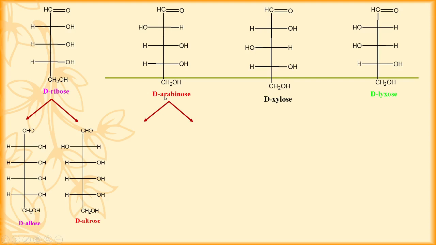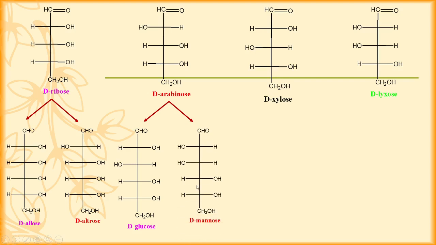Again, same for the D-arabinose. Here are the 5 carbon atoms. So for conversion to the hexose, we added 1 carbon atom after this CHO group. For the left hand side molecule we write the hydrogen on the left hand side, and for the right hand side molecule we write the hydrogen on the right hand side. So this is the structure for D-glucose and this is the structure for D-mannose. So D-glucose and D-mannose come from this D-arabinose sugar.